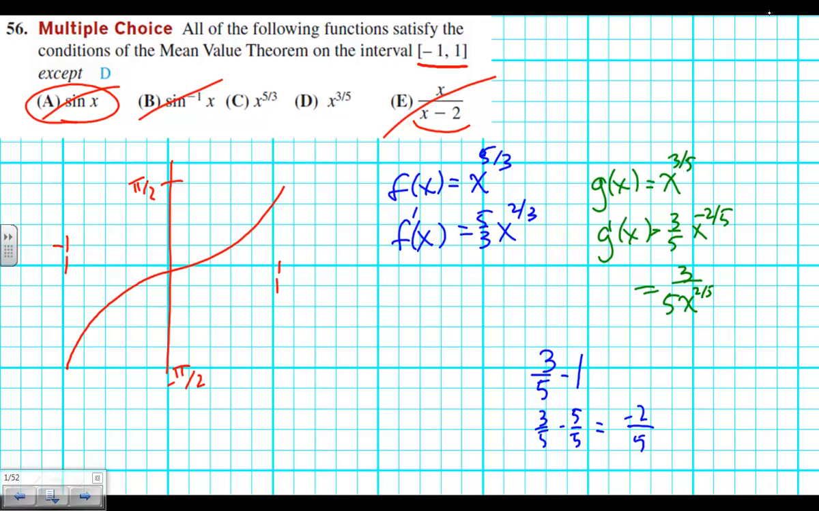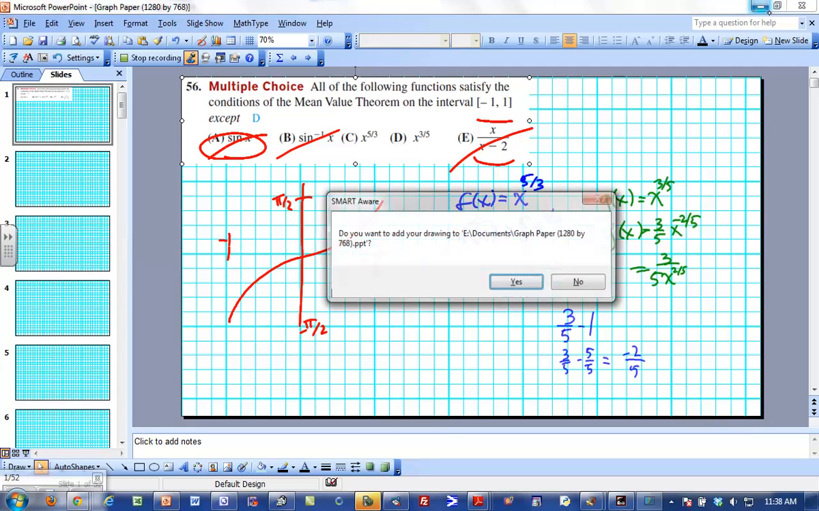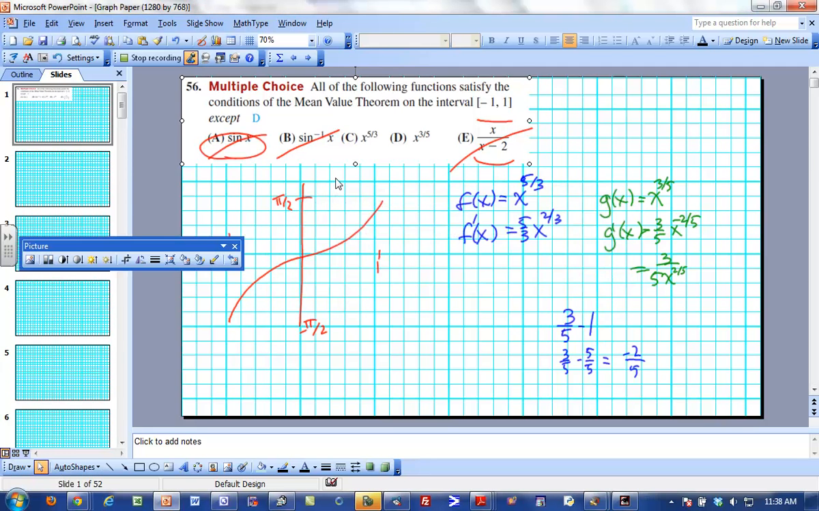All right, are we done? Yep. Good. Looks good too.